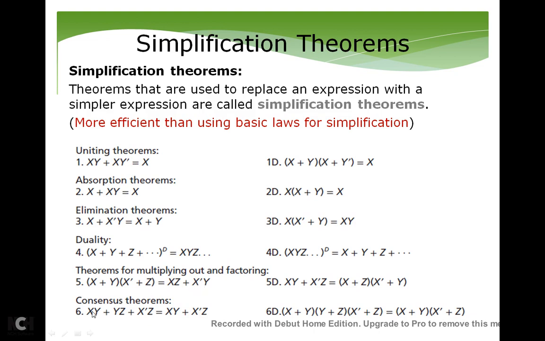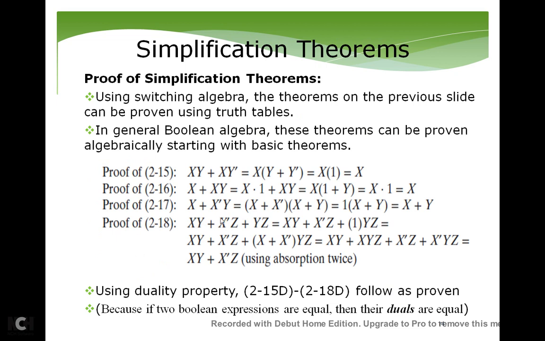Now, consensus theorem. You can eliminate a redundant term. You find something with x and something with x primed. Then x comes with a y, and the x prime comes with a z. So the yz is redundant and can be removed. A similar thing happens with the dual. Now, all these things are provable in terms of the basic laws. So that's why they save lines in your proof.